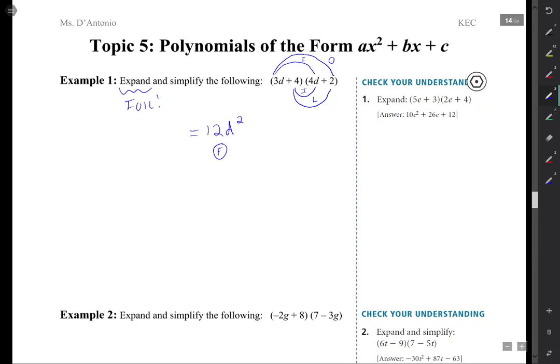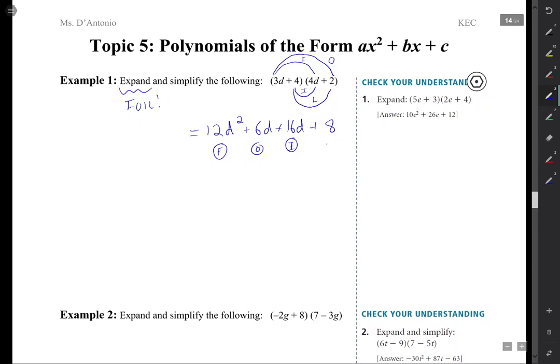Then let's do the outside terms. We got 3d times 2. So that would be plus 6d. Next we have the inside terms. That would be 4 times 4d, which would be plus 16d. And finally, we have the last terms, 4 times 2, which is equal to plus 8.